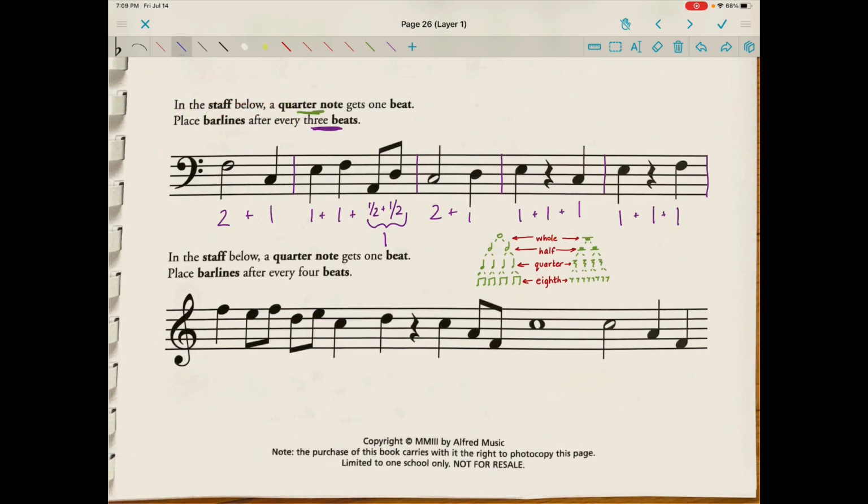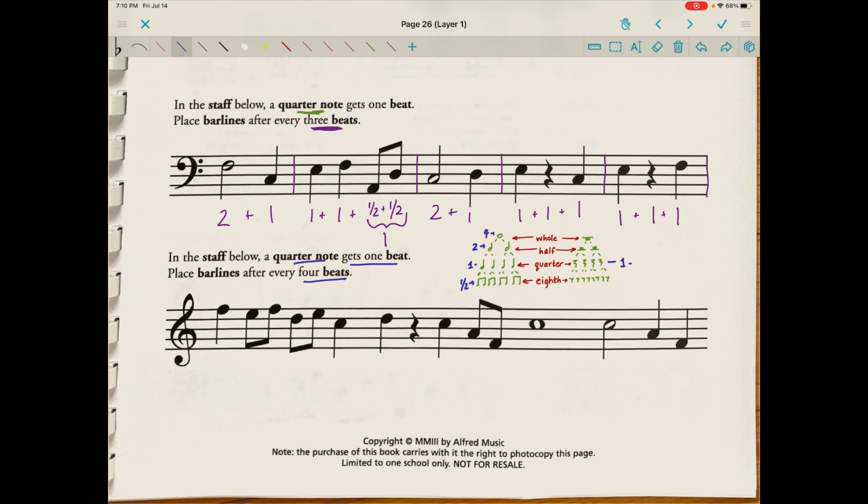And our last example, in the staff below, a quarter note gets 1 beat. Okay, quarter note gets 1 beat. That's part of our decoding information. Place bar lines after every 4 beats. Okay, so again, I'm going to take the time to go, this is 1, which means this is 1. This is then 2, and this is then 4, and this is then half a beat.